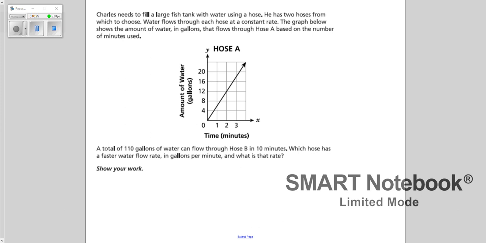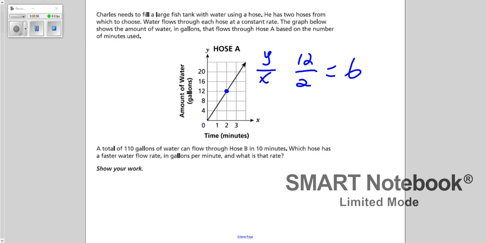So when you see keywords like gallons per minute, that tells you we're looking for the slope or the rate of change. So to find the slope in the graph, you could do rise over run. You can write down two of the coordinates and do the slope formula. Or if you notice, this graph is proportional because it starts at the origin. So you can actually just take the y value and divide it by the x value. So 12 divided by 2 equals 6.